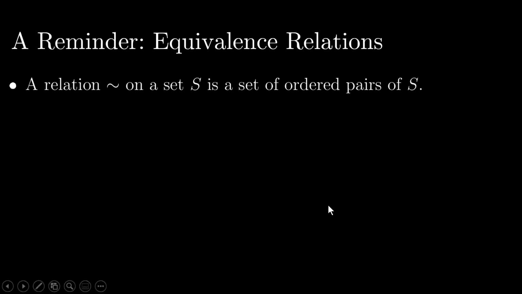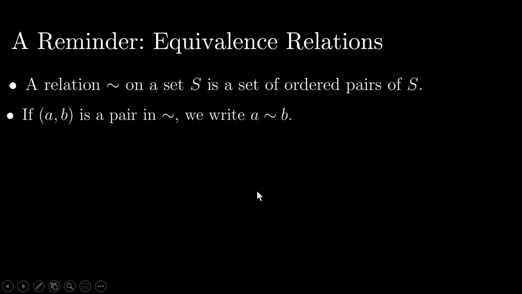Okay, so let's refresh a little bit from Math 102, and let's talk about equivalence relations. So what is a relation? A relation is a set of ordered pairs of S. Okay? And if a pair is inside the relation, we just write A tilde B, which means A is related to B in this relation.